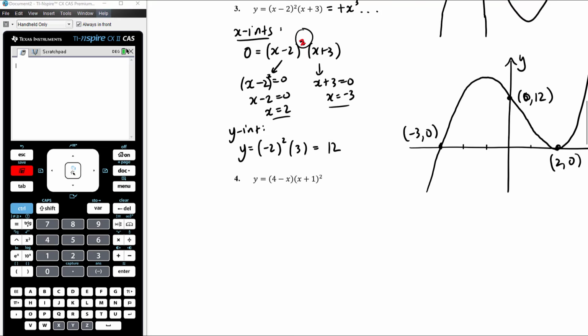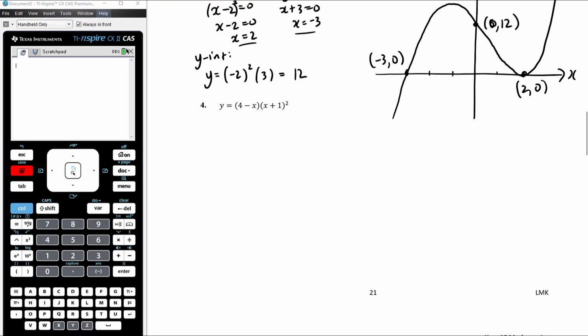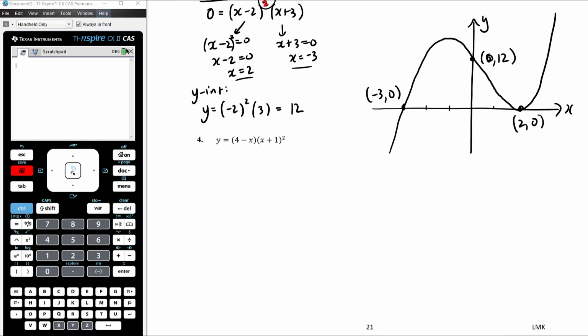Alright, let's have a look at one more similar, and then we'll sort of start to formalize what we've seen in these examples. So this time we've got 4 minus x times x plus 1 all squared. Okay, if we were to expand out these brackets, the leading term is going to come from doing -x times x squared to give us -x cubed. So it's going to be negative cubic. Okay, so down as we go left to right.